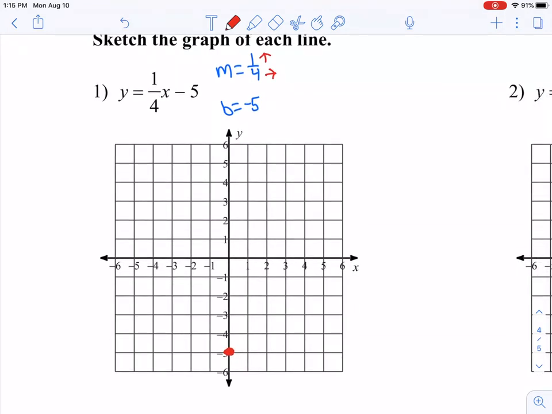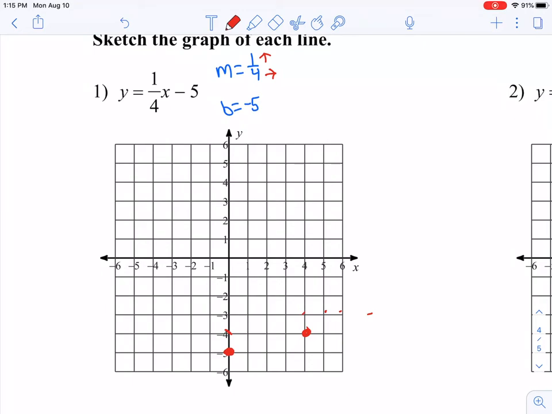Look, we made arrows. We're going to move up 1 and then right 4. So if you can count, you can graph. We move up 1, that's to here, and then over 1, 2, 3, 4. And we don't have enough room to go up 1 and right 4 again because we'll be off the graph.